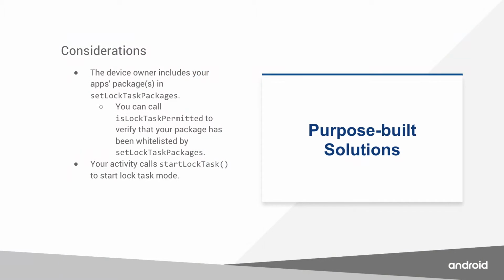The second method would be using lock task mode. And this is the better option here because a user can't escape the app. The home and recents buttons are hidden. And lock task mode gives a more robust way for IT to manage the device and the solution. The device owner sets the packages that can enter into lock task mode.